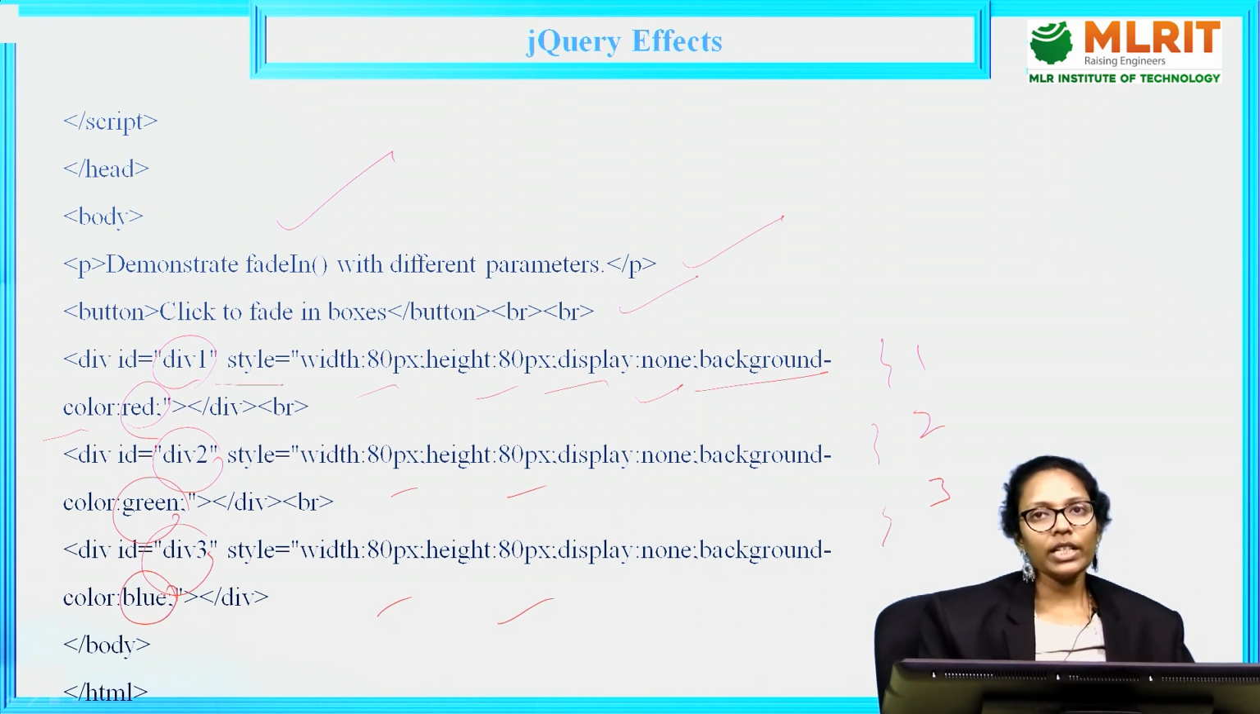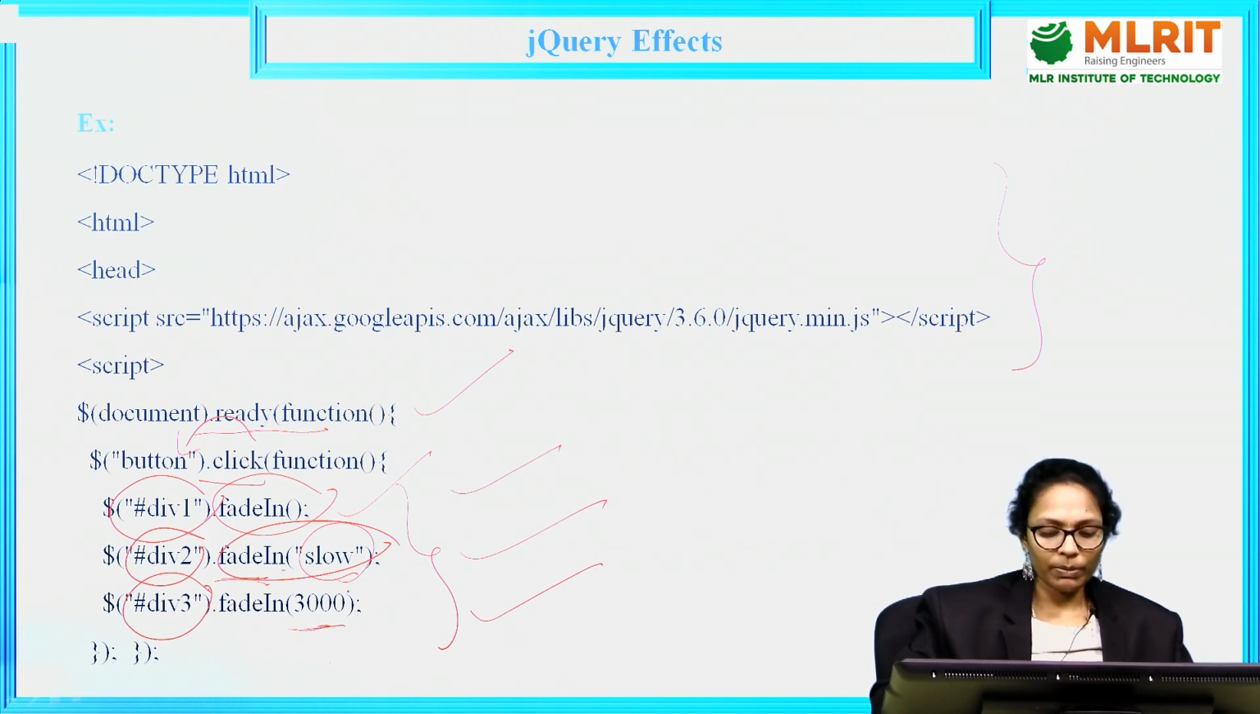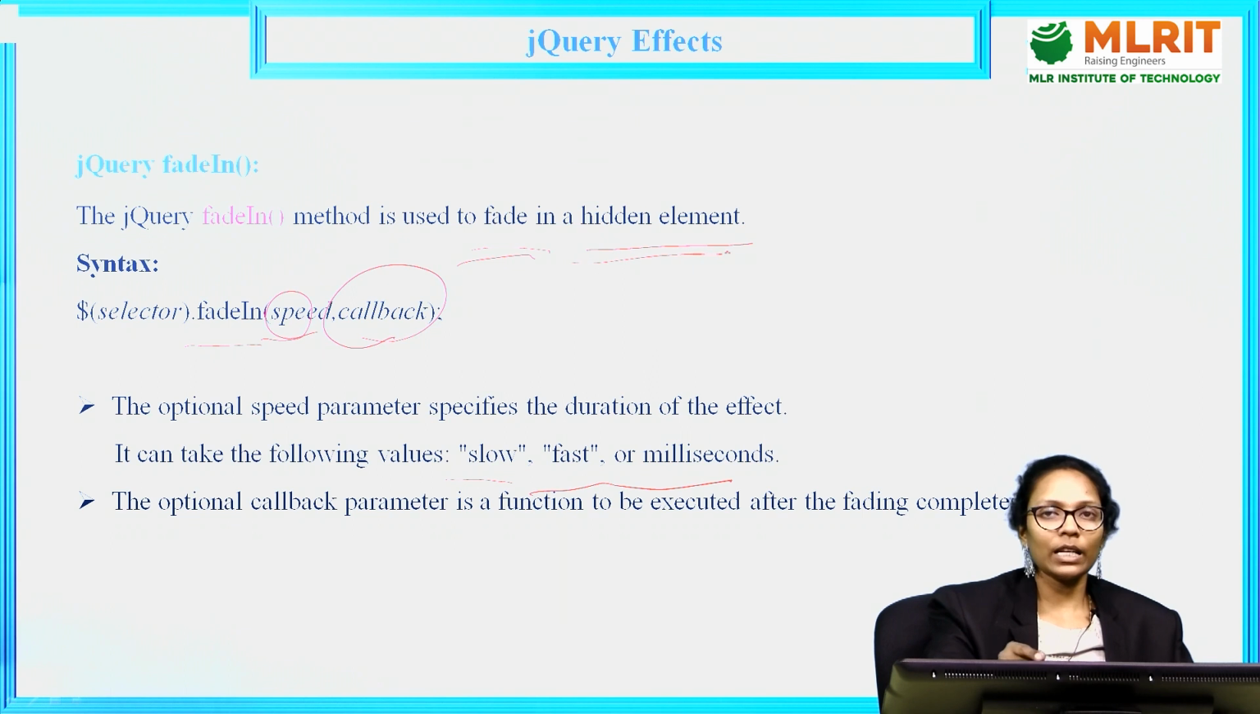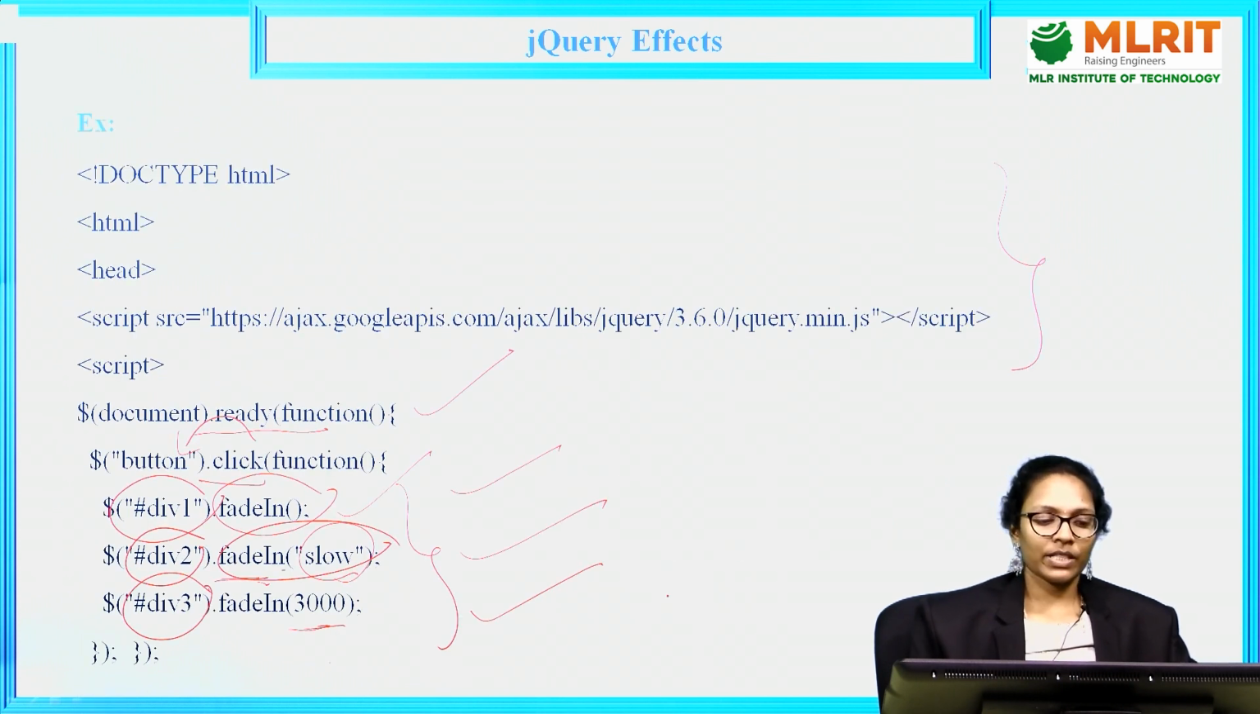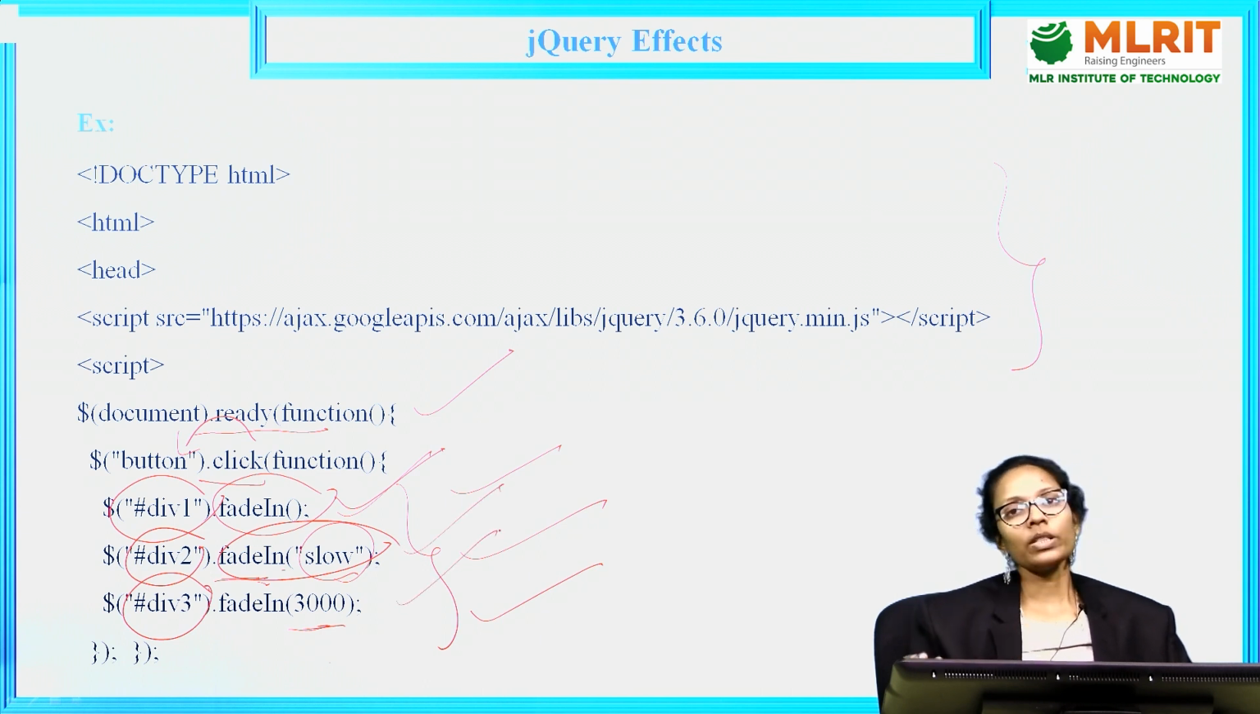Right? So fade in, in the sense, it should be displayed, but initially nothing is displayed. Whenever you click on the button, then it should be displayed using the fade in function. So that's for the fade in method, right? The fade in method is used to fade in a hidden element. We are creating 3 divisions, but initially all are hidden. Why? Because we have given the display value as none. So no element will be displayed initially, but whenever you click on the button, all the 3 divisions will be displayed. But how will they be displayed? By applying this effect. One is fade in normally, the second one slowly, and the third one is using 3000 milliseconds.